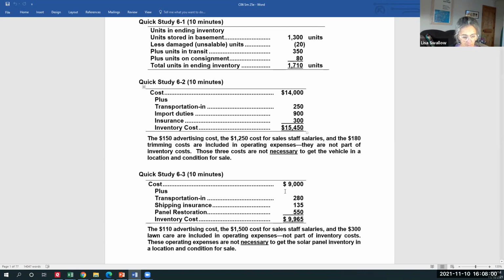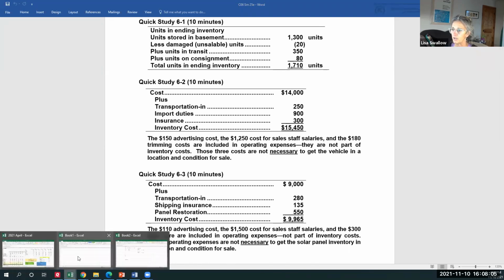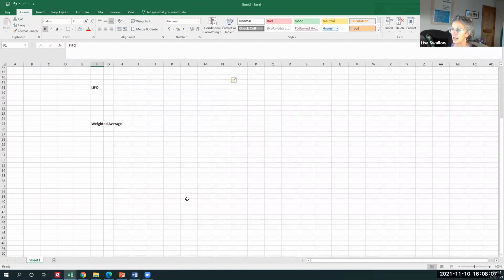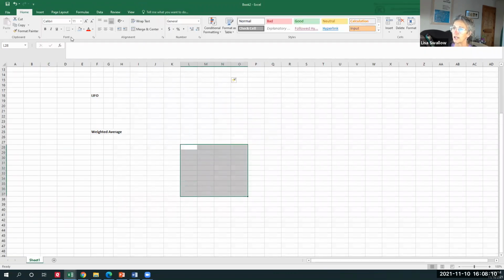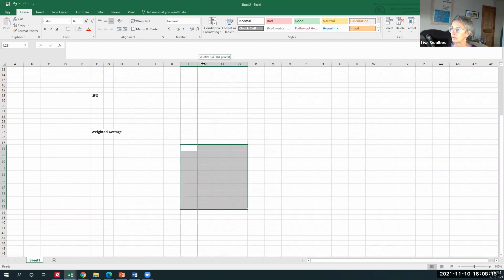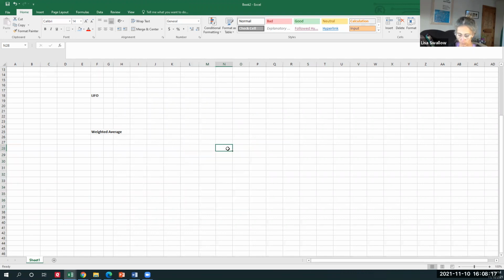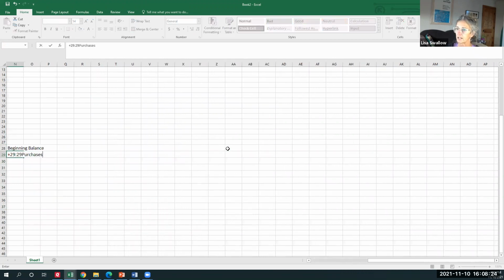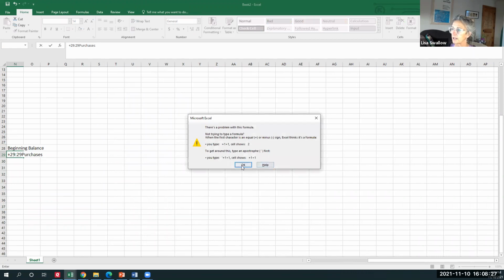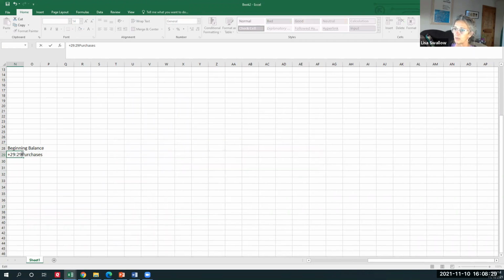6-4, this is computing goods available for sale. So just really quickly, see if you can, in your mind, outline what you think the model is for cost of goods available. And we worked on this before. It's your beginning balance plus all your purchases, which brings you to cost of goods available.